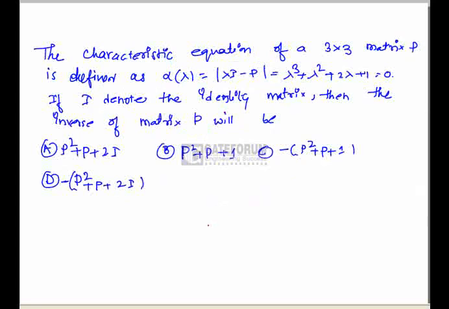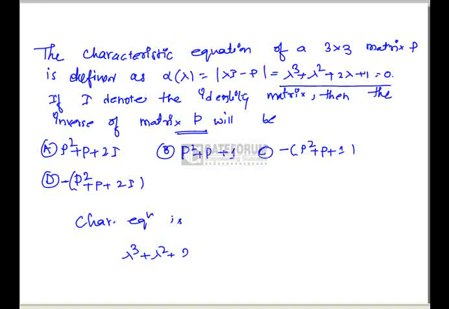The characteristic equation of a 3 by 3 matrix P is given as lambda cube plus lambda square plus 2 lambda plus 1 is equal to 0. Now we have to find the inverse of matrix P. We know that every matrix will satisfy its characteristic equation. So even matrix P must satisfy its characteristic equation.